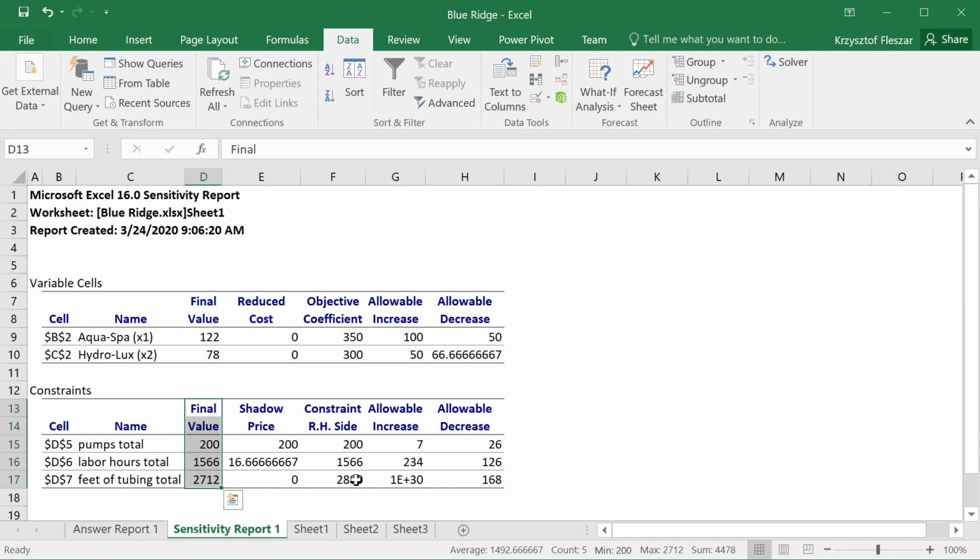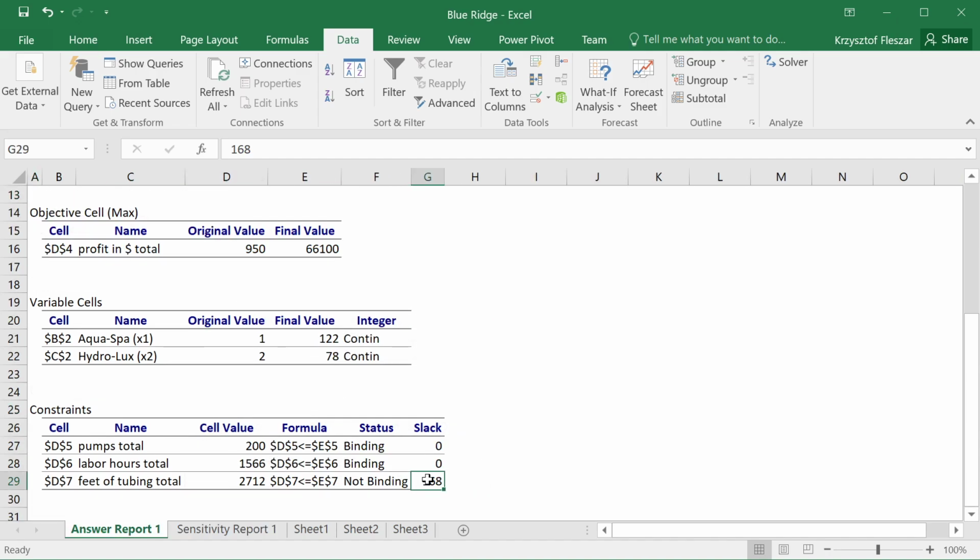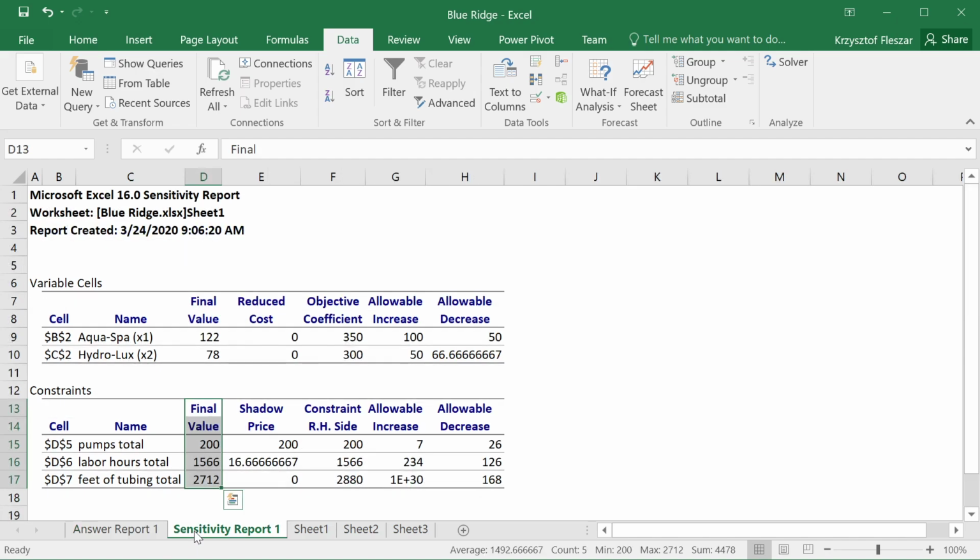We actually have a slack, and you see what's in the answer report that shows here as 168 or 0. Slacks can actually be easily calculated by taking the difference between those two columns, right? But we also have something called a shadow price. And what is the meaning of shadow price?